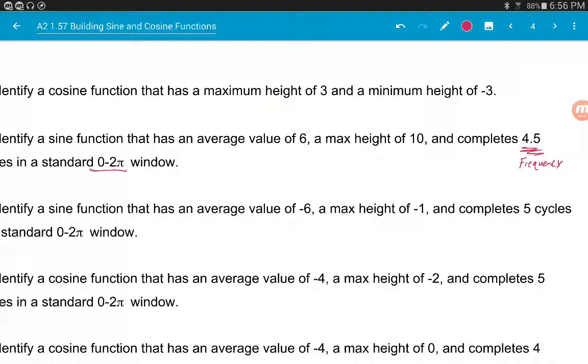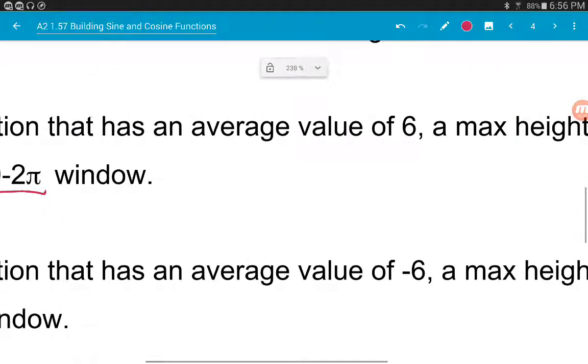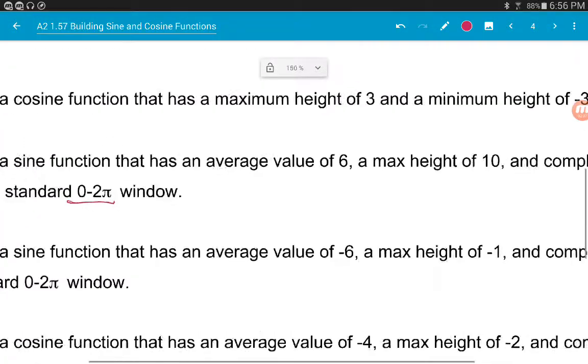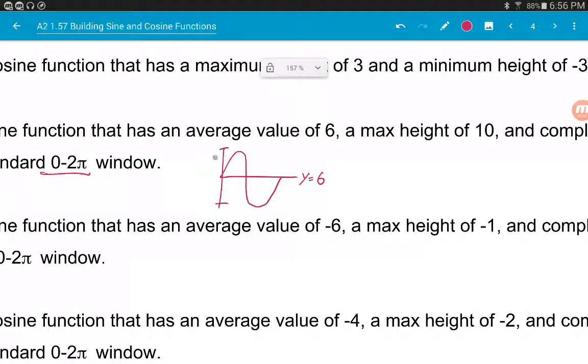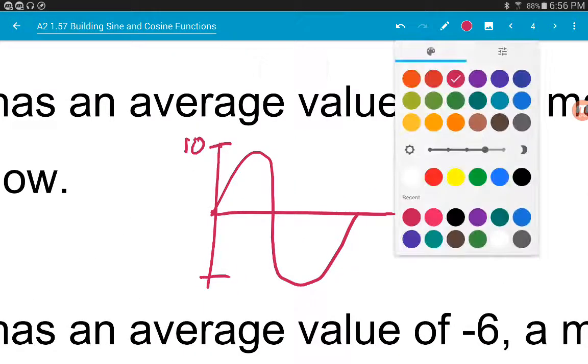Now, let's draw a little diagram again. Average value of 6, maximum height of 10. And it is a sine function. So a sine function looks like this. It has an average value of 6. An average value is the midline. Mid even sounds like middle, which is just like average. It has a maximum height of 10. So let's take a look at this graph.